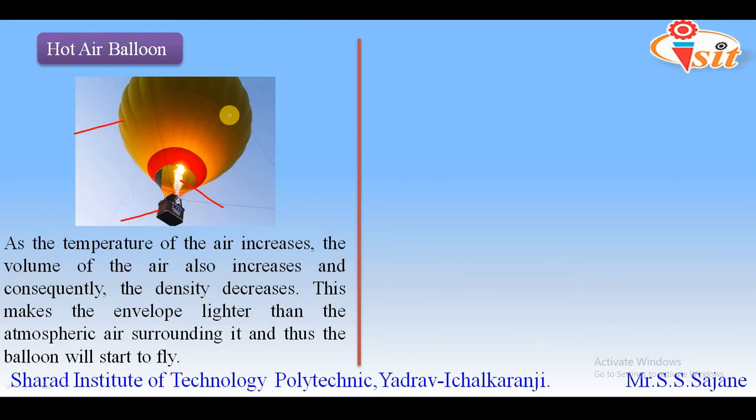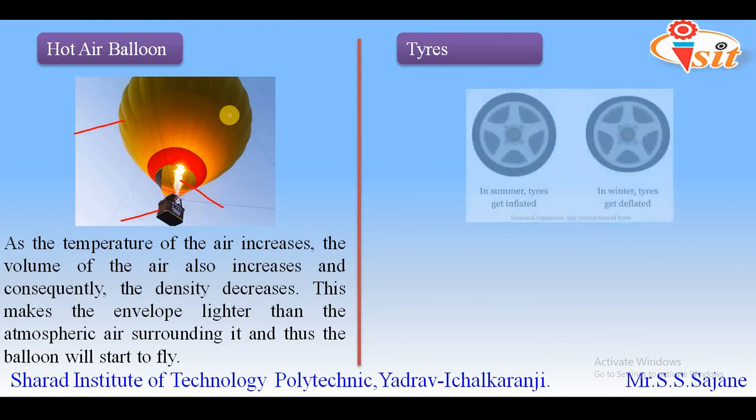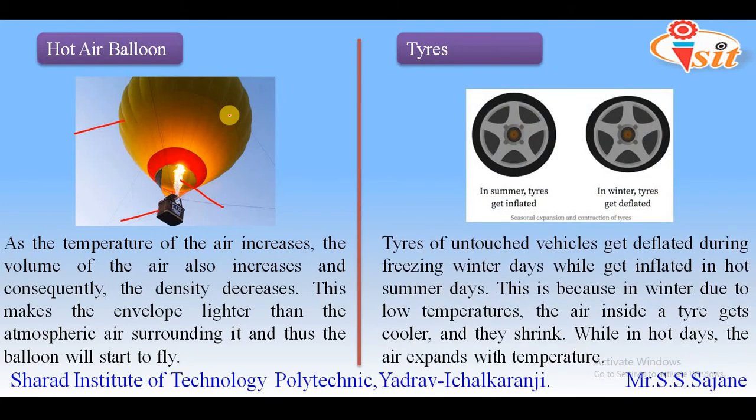Another example we have here is regarding the tires. The tires of untouched vehicles get deflated during freezing, that is in winter days, whereas they get inflated in hot summer days. This unusual behavior is because of Charles' law, because in winter the temperature of the surrounding atmosphere is low, and thus due to this low temperature, the air present inside the tire will also get cooler, and thus it will shrink.